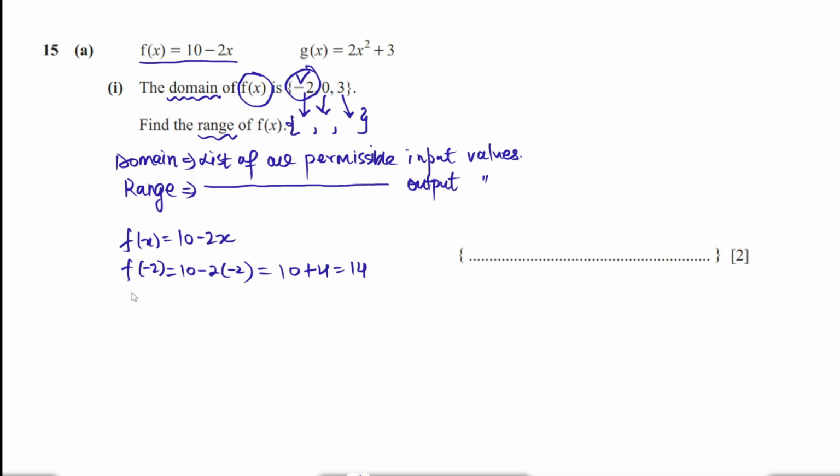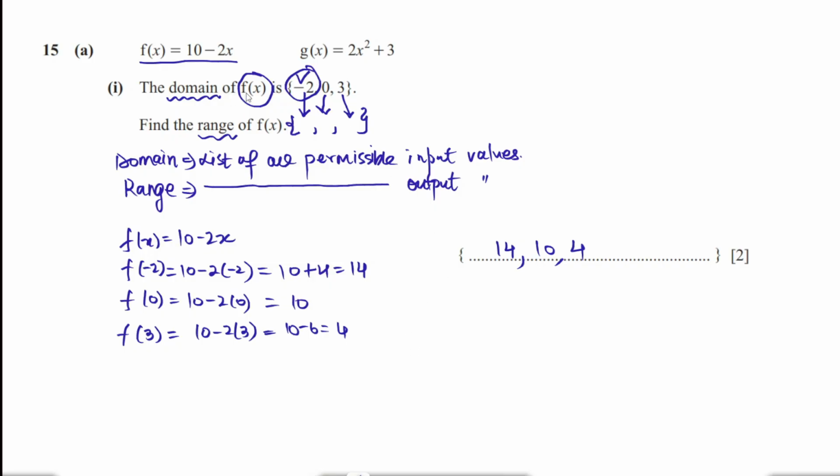And next is f of 0. 0 is the input. 10 minus 2 times 0, that is going to be 10. And the third thing is f of 3. So 10 minus 2 times 3, 10 minus 6, that is going to give us 4. So hence the range is going to be 14, 10, and 4. That is going to be your answer.